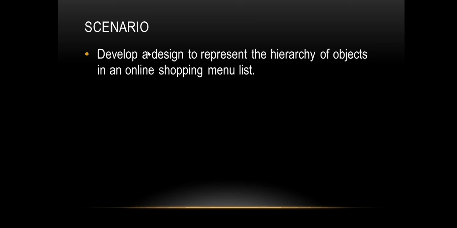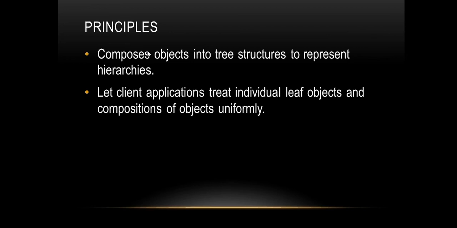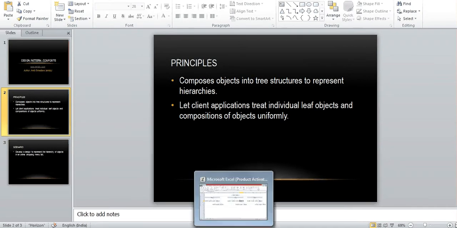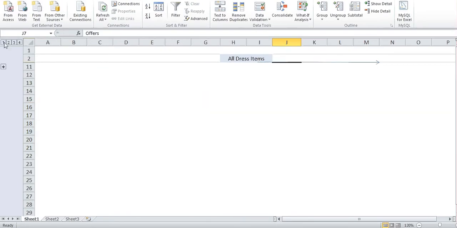A developer is designing a way to represent the hierarchy of objects in an online shopping menu list. So when I say it composes objects into tree structures to represent hierarchies, what essentially I mean to say is, look at this. Suppose you go to an online shopping application and you try to purchase a few dress items.